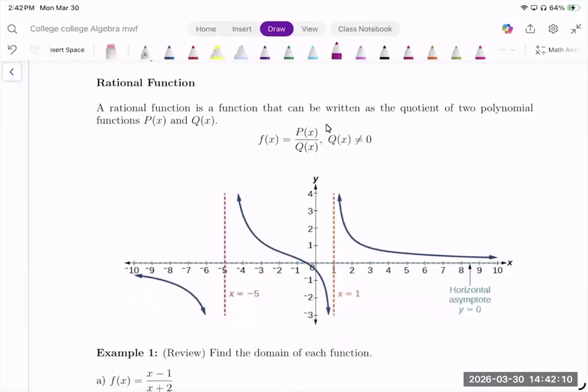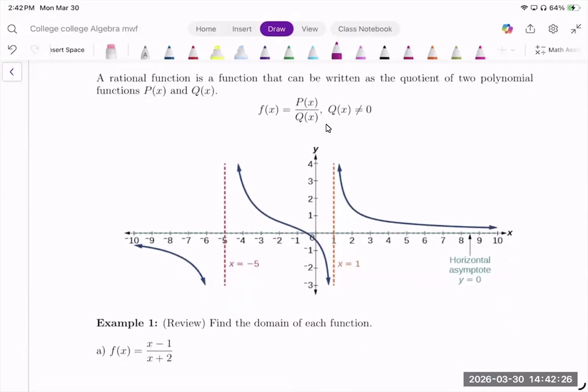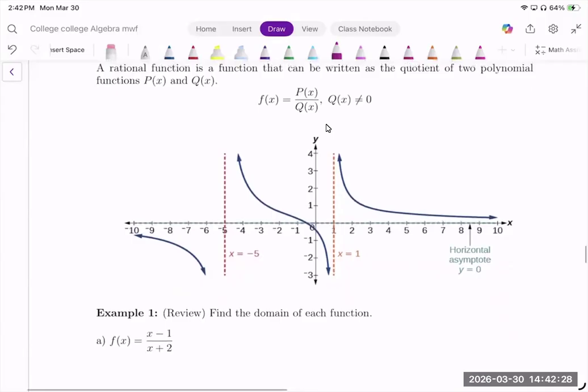A rational function is a function that can be written as the quotient of two polynomial functions, p of x and q of x. So f of x is equal to p of x divided by q of x, where q of x, of course, cannot equal 0. So here, this is an example of a rational equation or function.